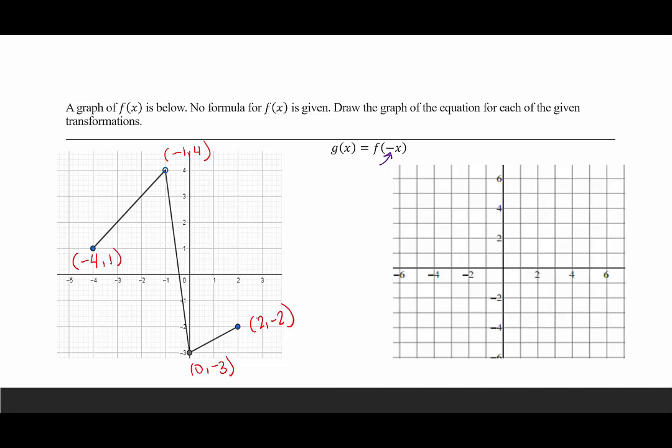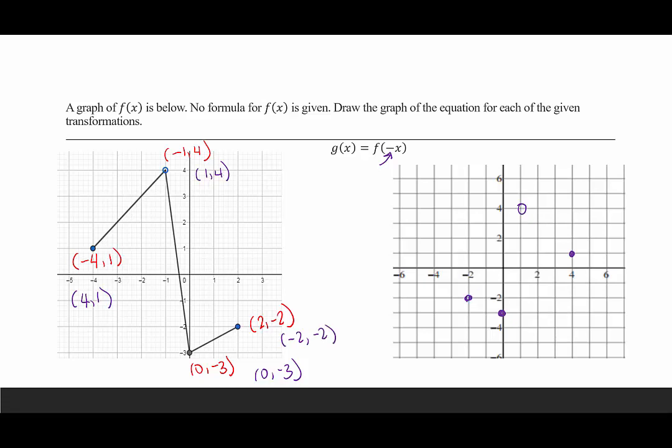What we're doing to figure out what the graph of g is, we're going to negate the x coordinates. So that means -4, 1 for g would become 4, 1. 4, 1 is over here. Up here, -1, 4 is going to map to 1, 4 on g, and that's an open circle at 1, 4, nice open circle. Down here, 0, -3, wait, there's no -0, so it's going to stay at 0, -3 down here. And 2, -2 would now map to -2, -2.